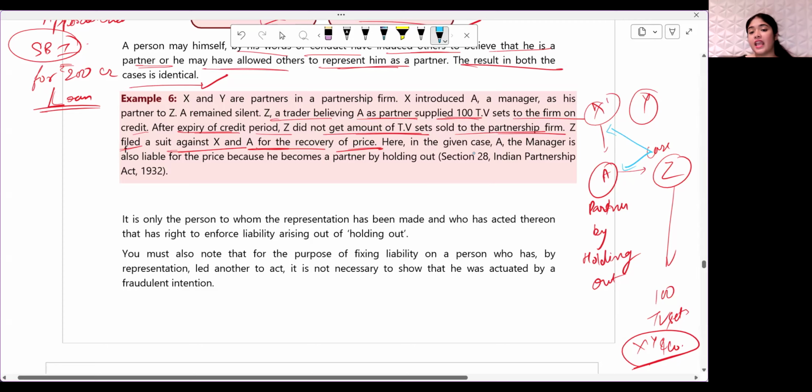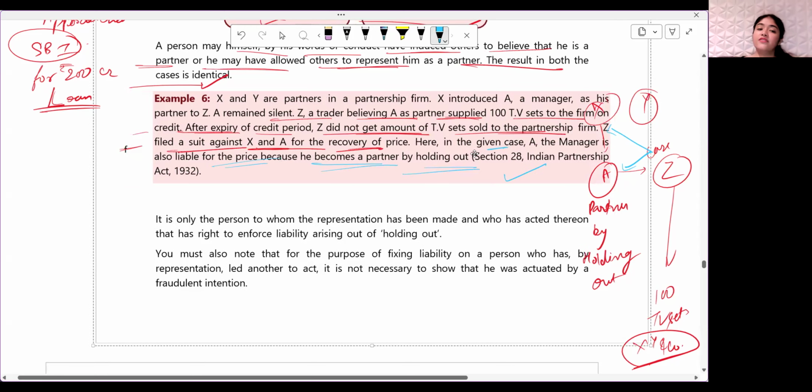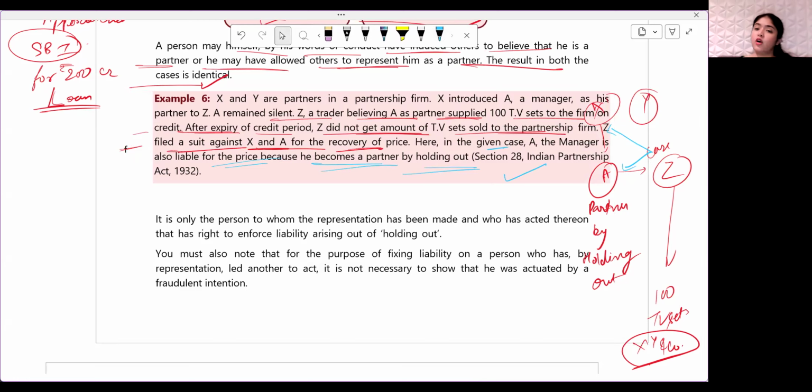However, in this case, A, the manager, is also liable for the price because he becomes a partner by holding out. He did not deny the fact that I am not the partner. He also agreed to the thing, okay, you call me partner, I am the partner of that firm. So when he has not denied, you can't say that this person is not your partner. And Mr. A will also be liable for the payment of your dues.